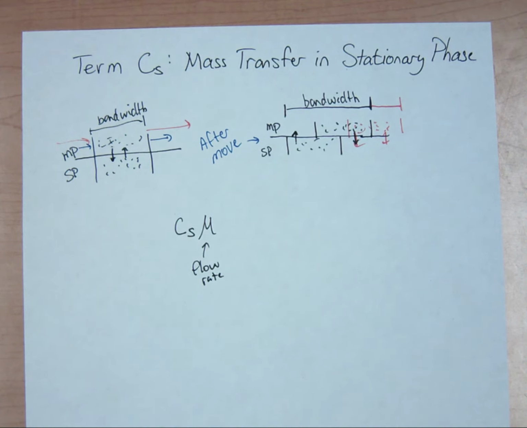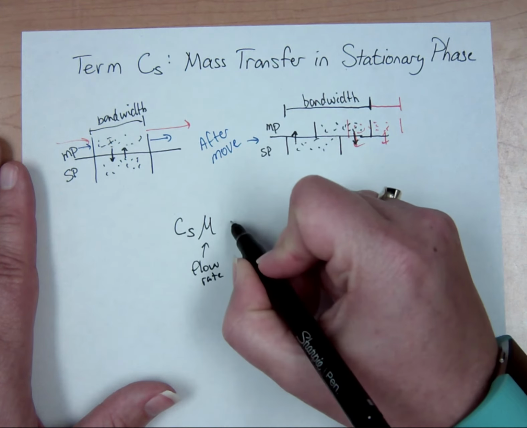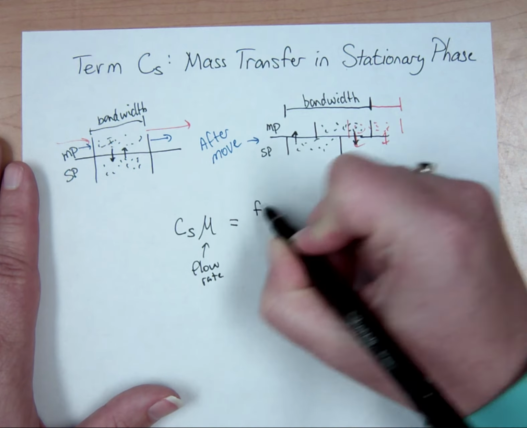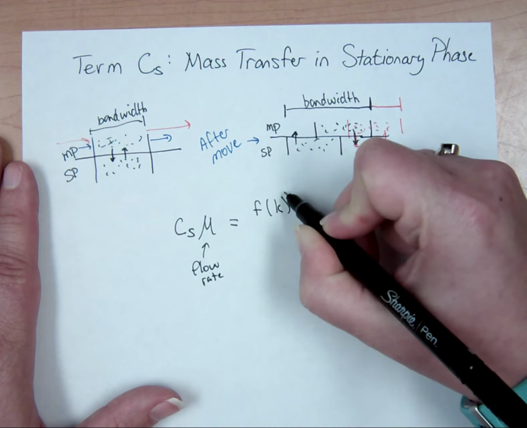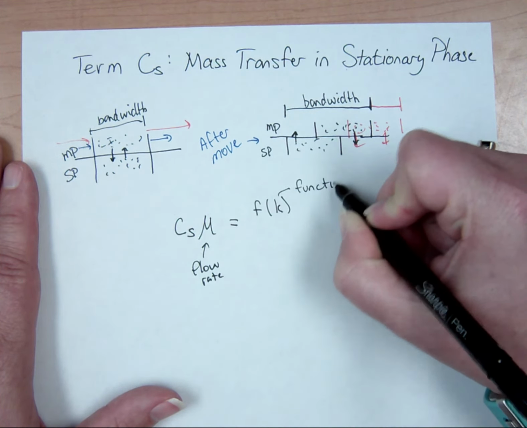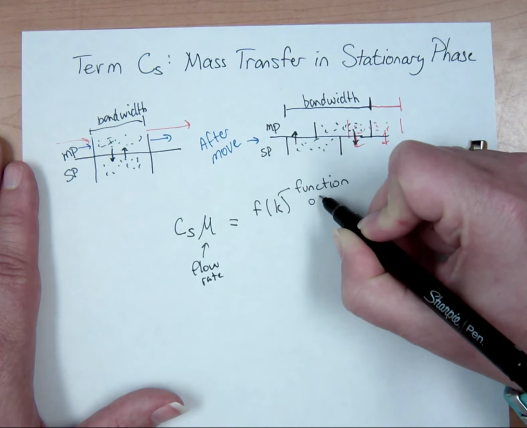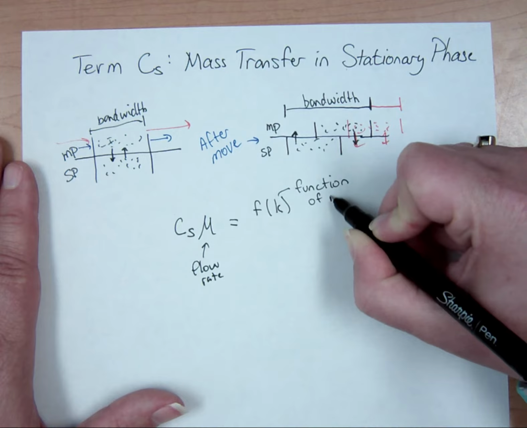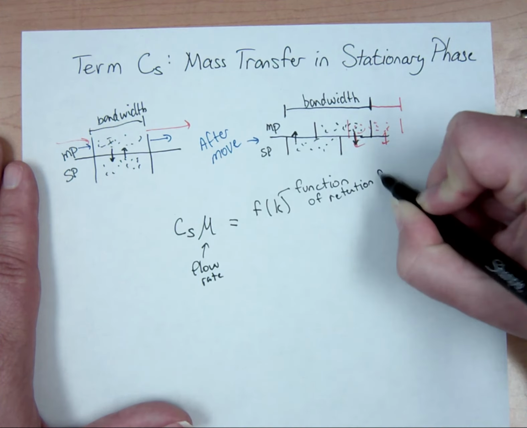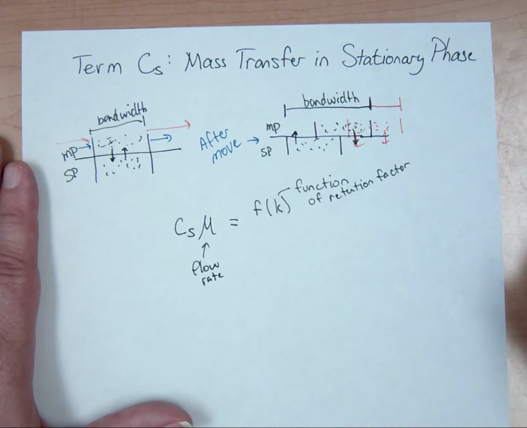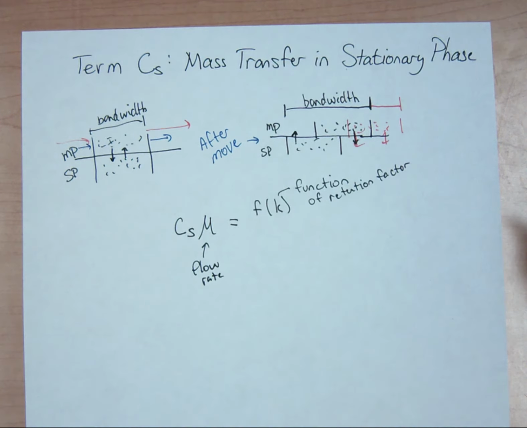So what other quantities affect our separation here? Well, again, we have a function of retention factor. And this is not the same function that we see in the C_M term, but it is also related to retention factor. And this retention factor this time is going to relate specifically to the affinity of the analyte for the stationary phase. So unlike in the C_M term, we're looking at the function of the retention factor as it relates to the stationary phase, not the mobile phase.